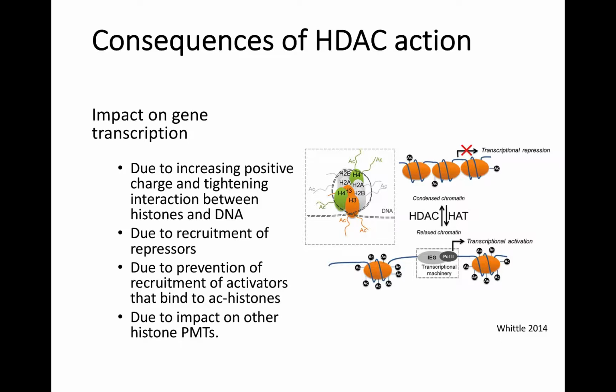In terms of its impact on transcription, recruitment of HDACs most often leads to transcriptional repression. First, removal of the acetyl groups leads to an increase in positive charge of the histones and a strengthening of the interaction with the DNA, leading to more compaction. Histones lacking acetyl groups also recruit repressor proteins that are unable to bind acetylated histones. In addition, unacetylated histones are unable to bind transcriptional activators that bind only to acetylated histones.